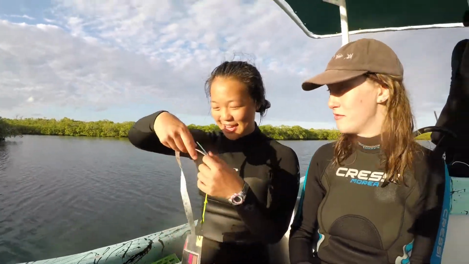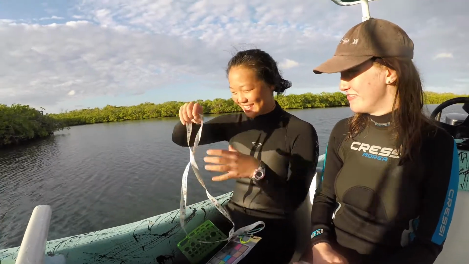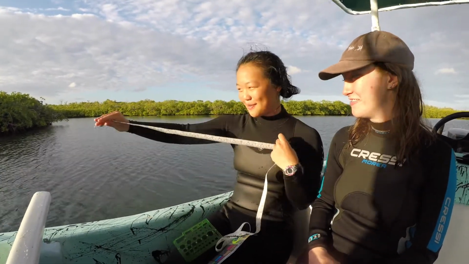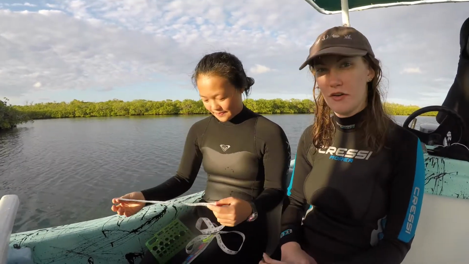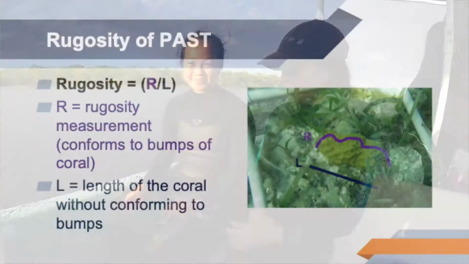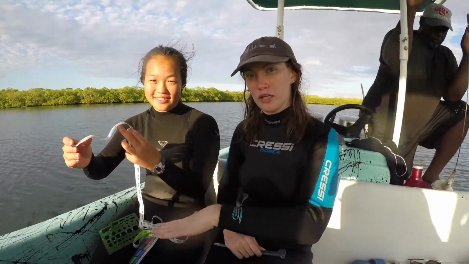And this is a tape measure, which tells you how long something is. So we use it to measure the depth that the coral is on the root, as well as the rugosity of the asteroides. We compare the straight up length of the coral, and then we also lay it flat against it, filling in all the grooves, and that tells us how rugged the coral is.